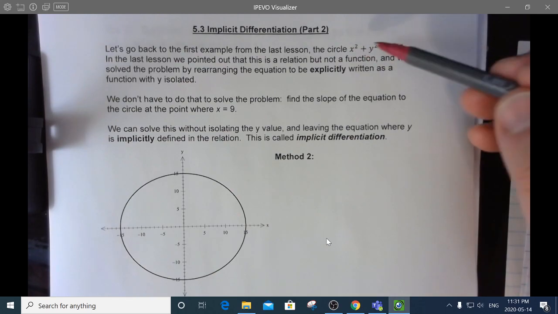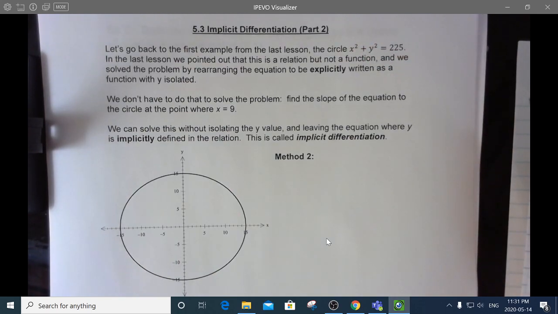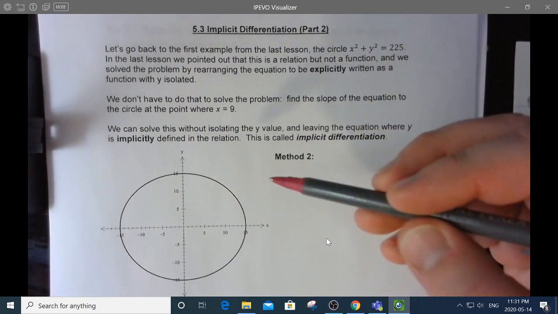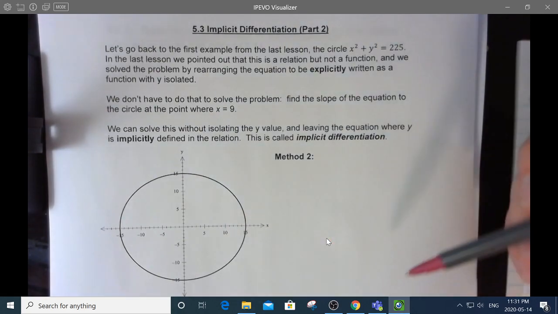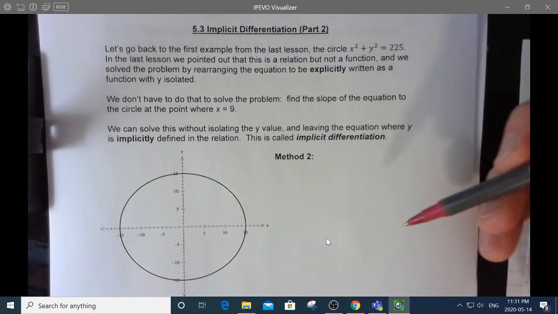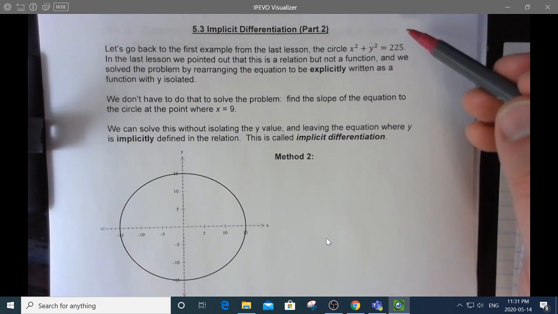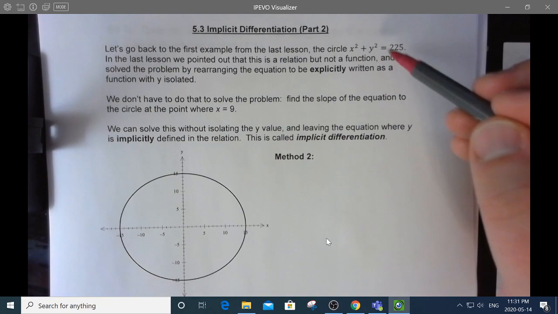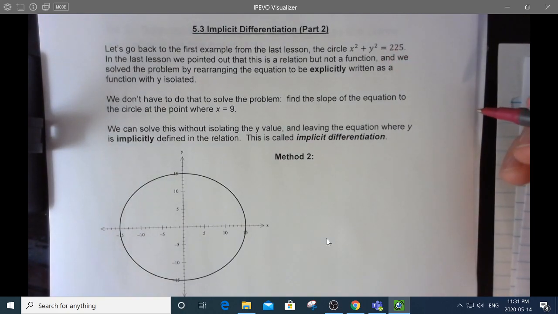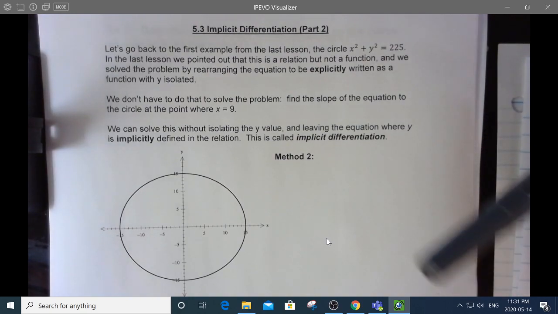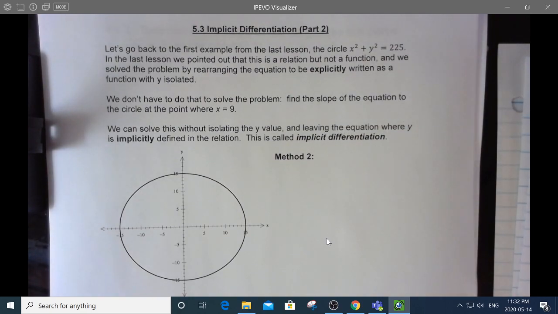So we'll start here by thinking back to the first example from the last lesson. It was a circle, x squared plus y squared equals 225, which we have graphed here. And we pointed out in the last lesson that this is definitely a relation, but it's not a function, right? It fails the vertical line test. And we solved this problem by rearranging so that we had y equals plus or minus the square root of 225 minus x squared. And then we treated that as 2 separate equations, a positive one and a negative one. And with the new method we're going to learn today, we actually don't have to do that.